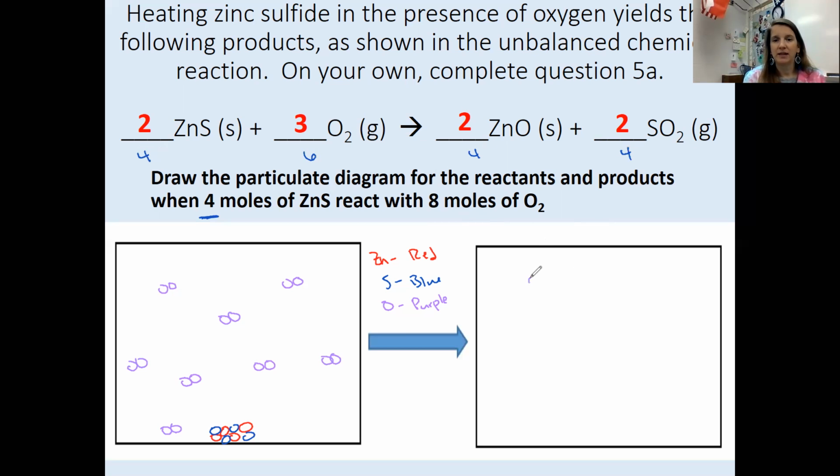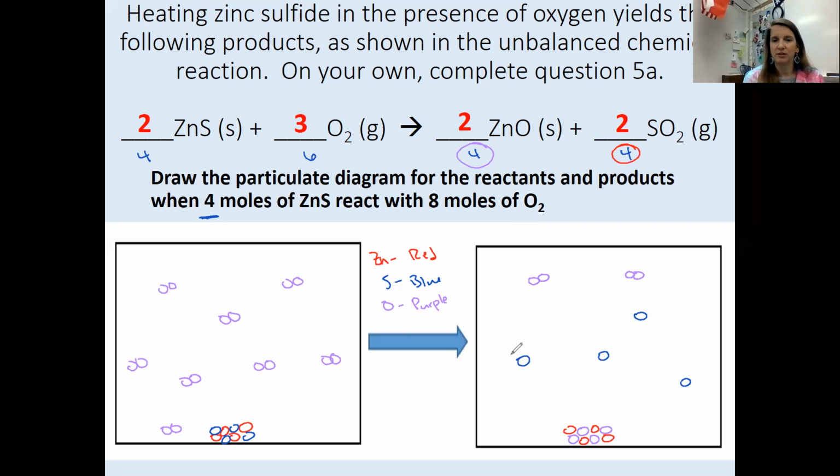So I know that I'm going to have some extra oxygens. I'm going to have 2 extra oxygens here. So I'm going to have some zinc oxide, 4 moles of my zinc oxide, and it's a solid, so I'm going to put it down here at the bottom. I'm just going to do the oxygen first, and then I'm going to come back and do the zinc. There we go. And it says that I'm going to have 4 moles of the SO2. That's a gas, so I'm going to put it up here in the air. I'm going to put those 4 here, and then I'm going to come back and do my oxygens.